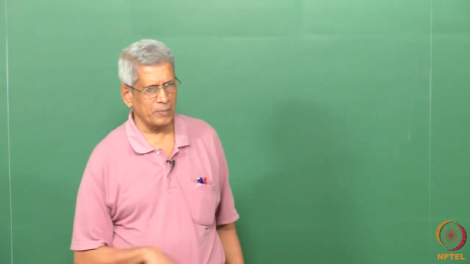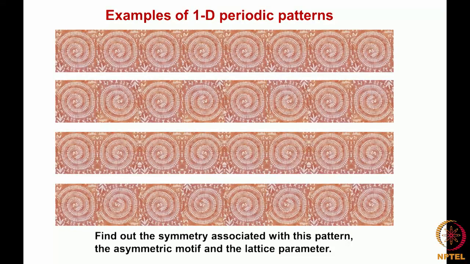Here I have given some examples of a few patterns. What I want you to work out is what the lattice parameter is, what the one-dimensional lattice present in each is, and what the symmetry associated with these designs is, the symmetry of the lattice and the symmetry of these various types of designs. With this we will stop the discussion on the one-dimensional lattice.